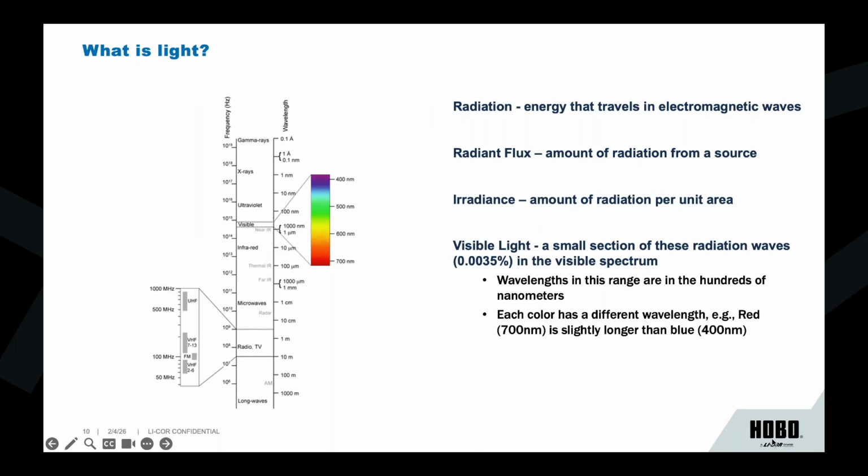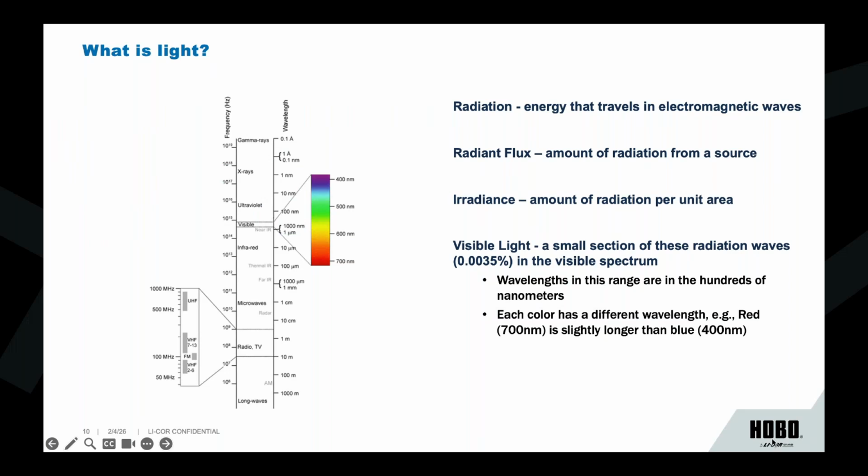So that's everything from the light that we see coming from the sun to the microwaves that heat up your lunch, and also things that can cause major health issues if we're talking about that kind of radiation. The radiant flux is the amount of radiation from a source, and the irradiance is the amount of irradiation per unit area. And I'm mentioning these because when we talk about underwater light measurement, there's a couple of different things we tend to focus on.